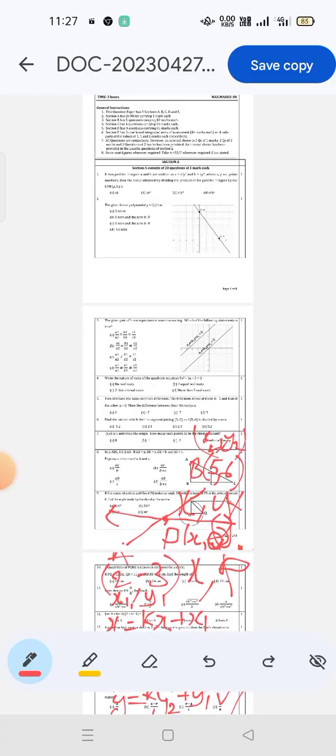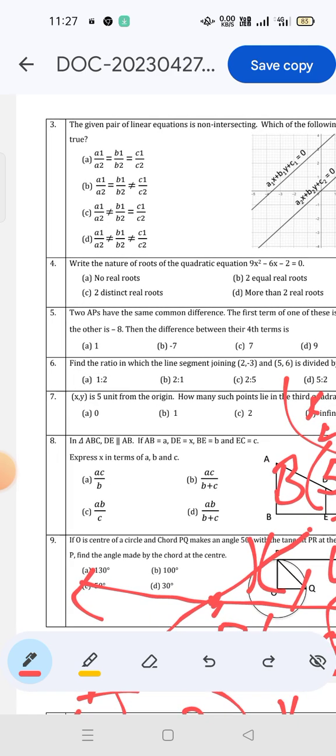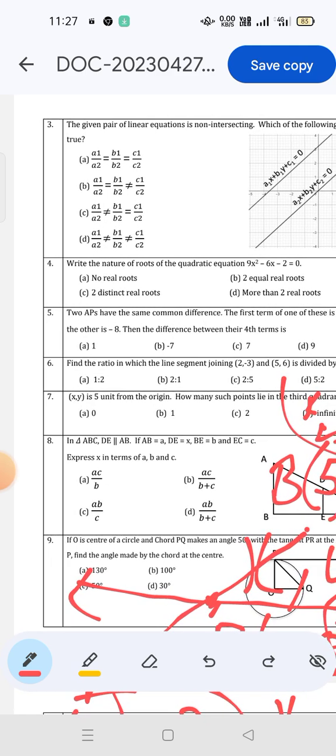And let's check whether we have any option which says 1 is to 2. Yes, there is option A which says 1 is to 2. So I shall mark option A, 1 is to 2. So we have answered question 6 now.